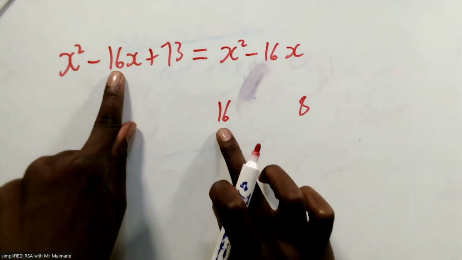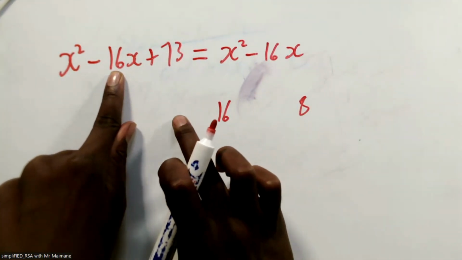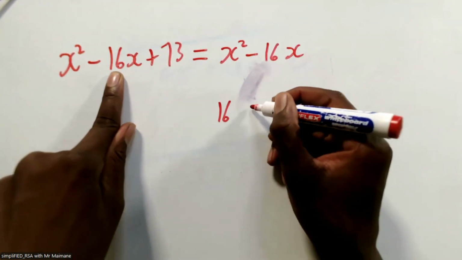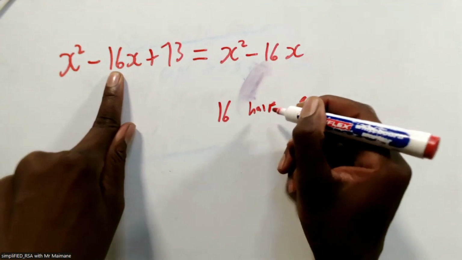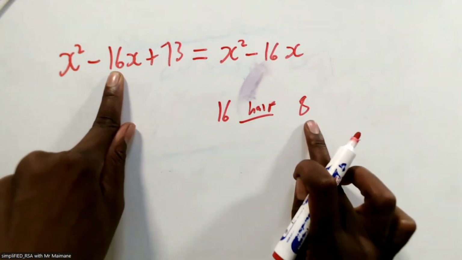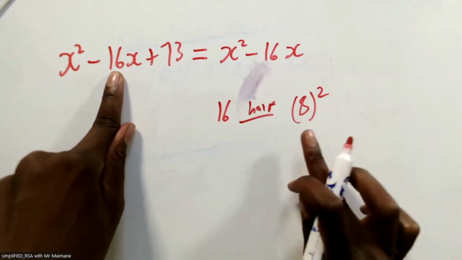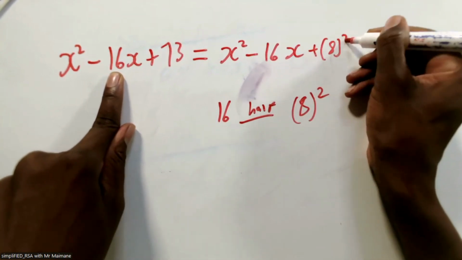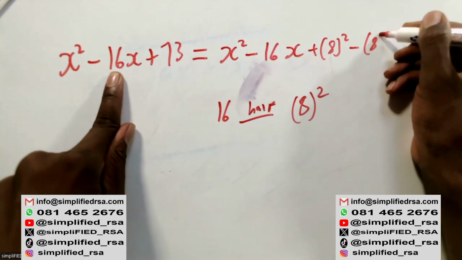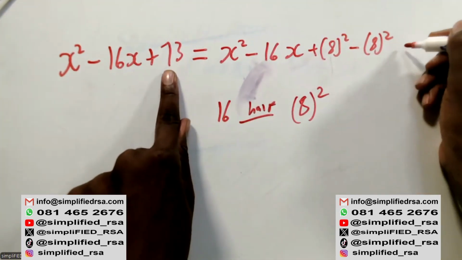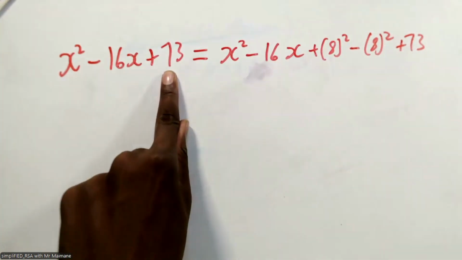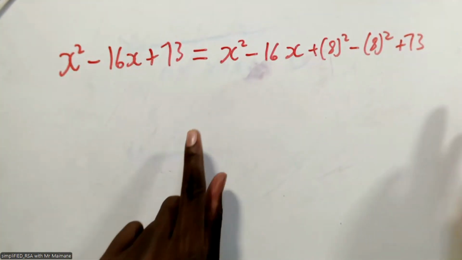How do I get half of 16? I either divide by 2 or multiply by 1 over 2, which is the same as dividing by 2. So half of 16 is 8, and then I have to add and subtract the square of 8. So I will add 8 squared, and then subtract 8 squared, and then I take the 73 as it is, plus 73. That's how you complete a square, guys. This is the whole process of completing a square.